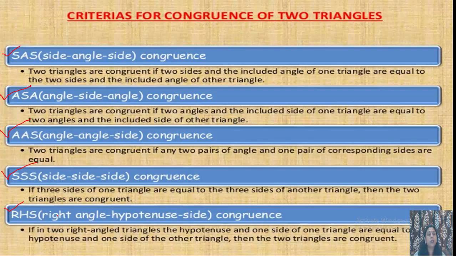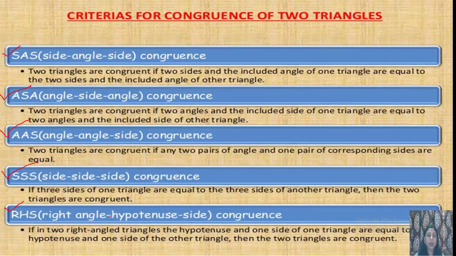Now RHS, that is right angle hypotenuse side congruency. So if in two right angle triangles, the hypotenuse and one side of one triangle are equal to the hypotenuse and one side of the other triangle, then the two triangles are congruent. That is why it is known as right angle hypotenuse side.